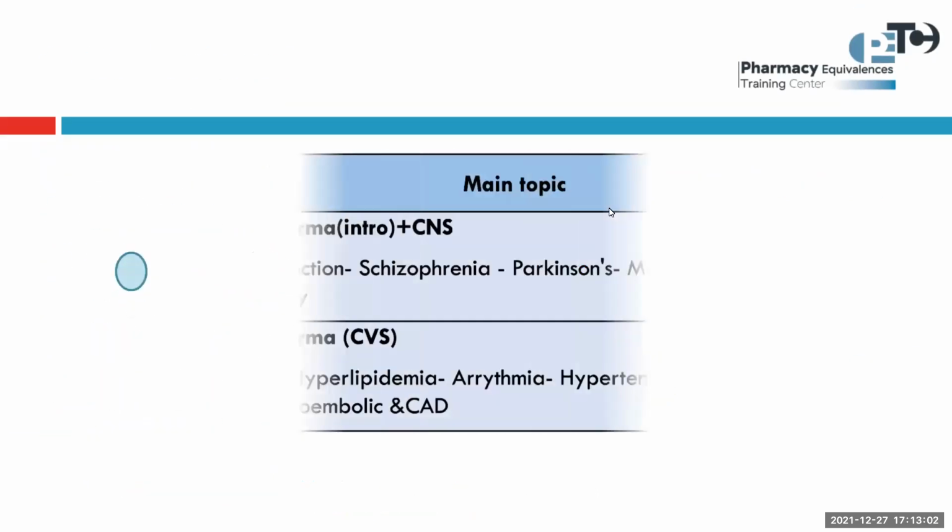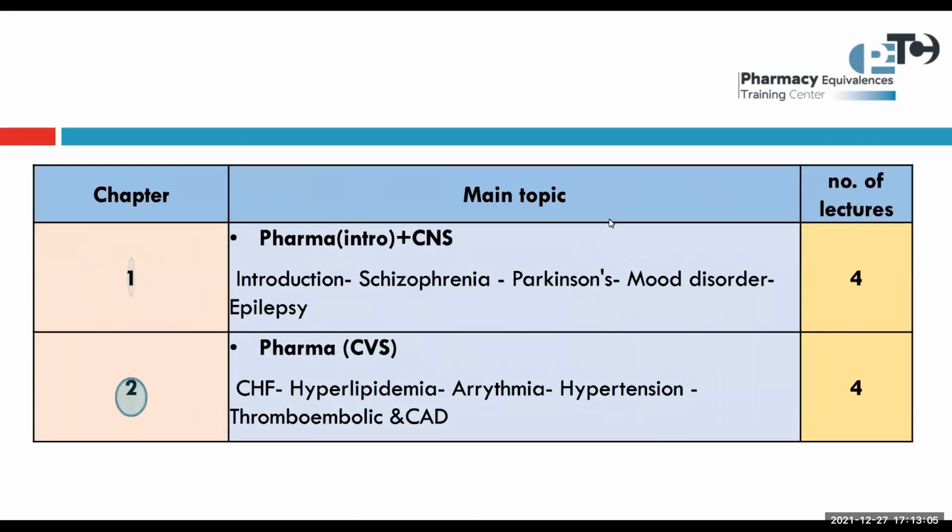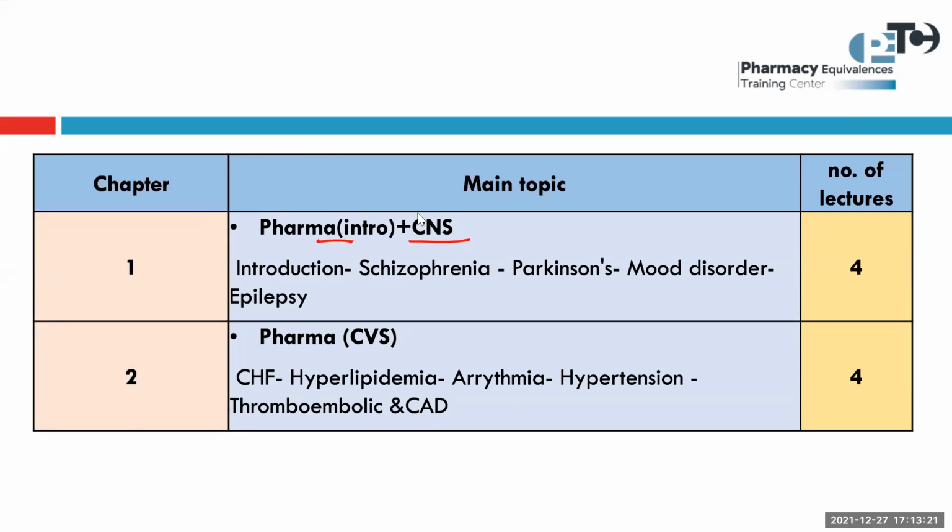Okay, now let us see the content of the course, what we will introduce to you. As I mentioned, we have 36 lectures distributed as follows. Firstly, we will start with the first chapter on pharmacology, introduction to pharmacology and CNS conditions and disorders like schizophrenia, Parkinson's, mood disorders, epilepsy, and other small topics, all drugs related to each of them. Okay, we will have 4 lectures related to this chapter.